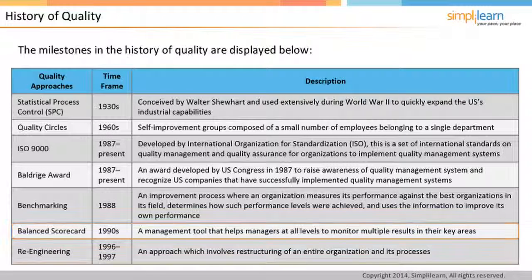During the year 1996 through 1997, an approach known as re-engineering was developed. This approach involved the restructuring of an entire organization and its processes. Integrating various functional tasks into cross-functional processes is one of the examples of re-engineering. In the next screen, let us find out about the quality gurus and their contribution to the field of quality.